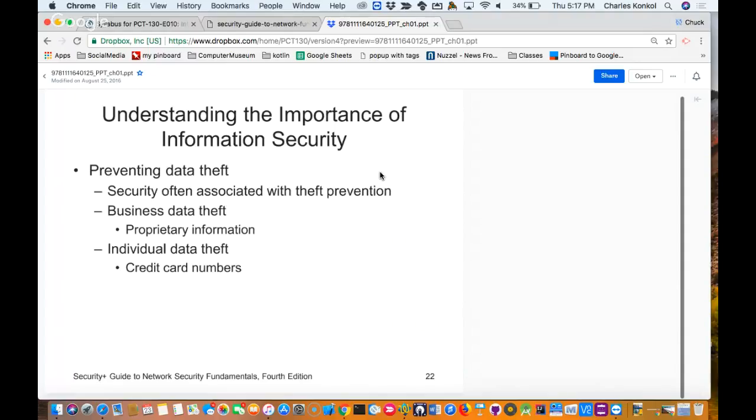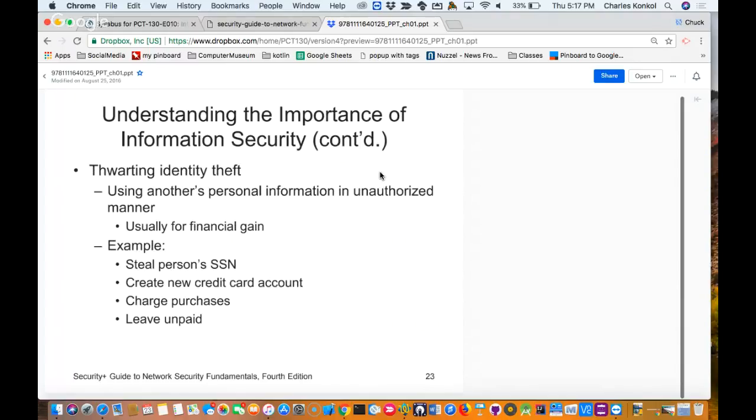So preventing data theft, you can have security often associated with data theft, business data theft, and individual data theft, like identity theft or credit cards. Thwarting identity theft means guarding against using another's personal information in an unauthorized manner, usually for financial gain, which criminals do all the time.